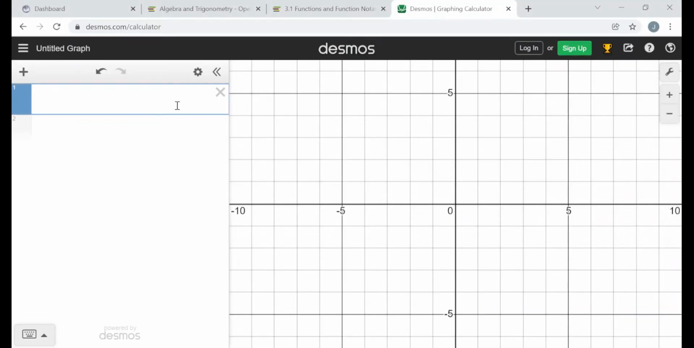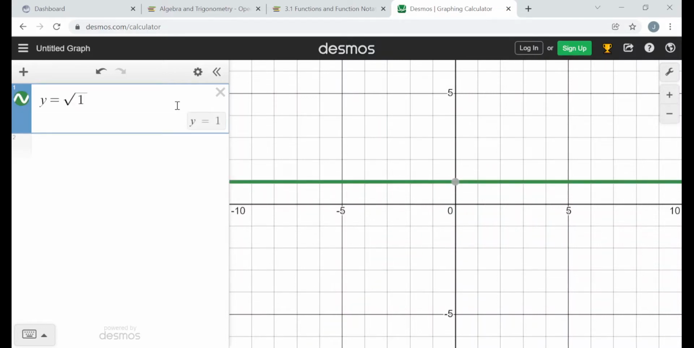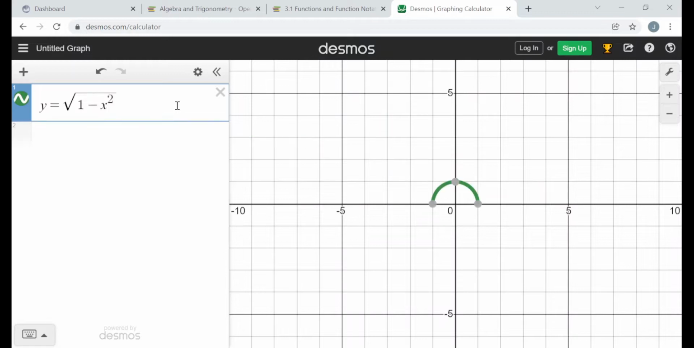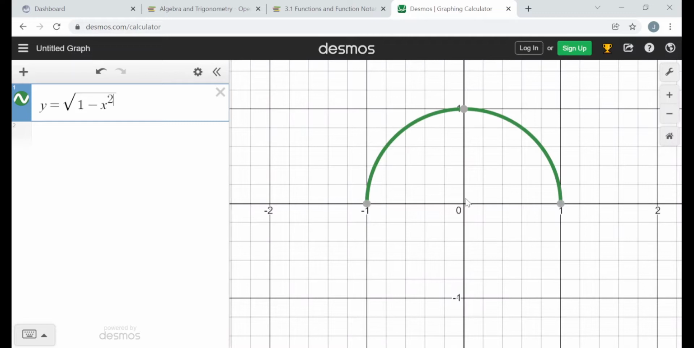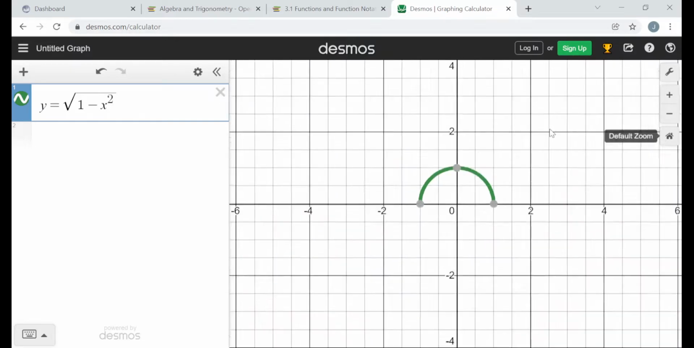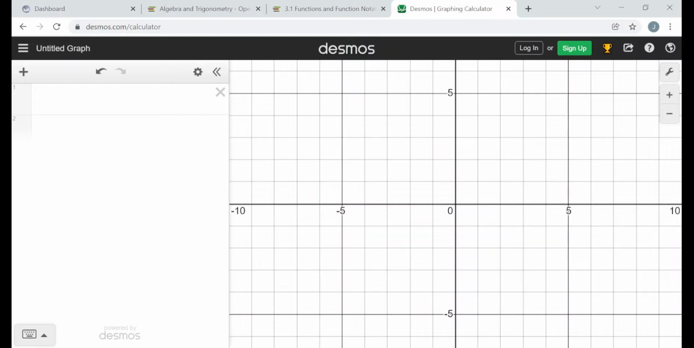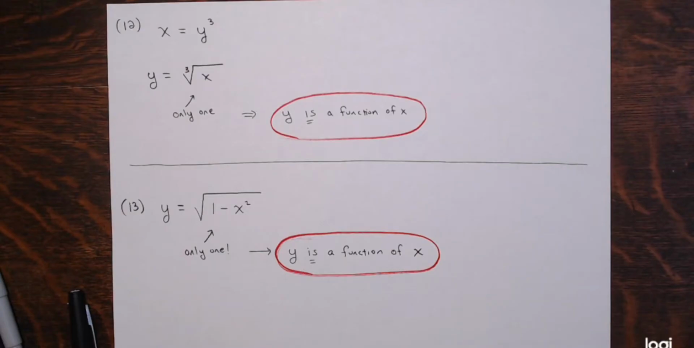This is actually the top half of a circle. You'll see y equals the square root of 1 minus x squared. And look at that, right? The top half of a nice circle, a semicircle, and any vertical line you draw is going to hit this green graph here one time, and no more than one time. So again, y is a function of x this time.